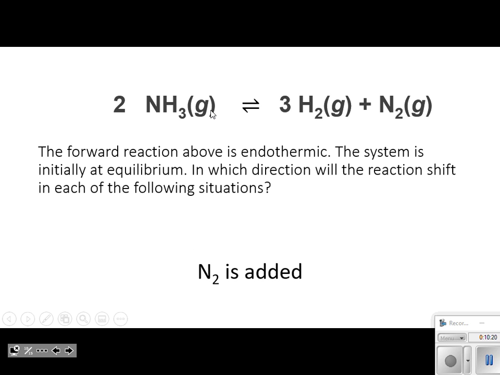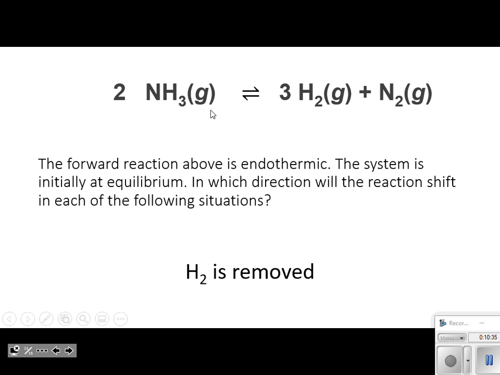I add nitrogen. I add molecules of nitrogen. What does that do? Takes it to the reverse. If I remove hydrogen, drives this to the forward reaction.